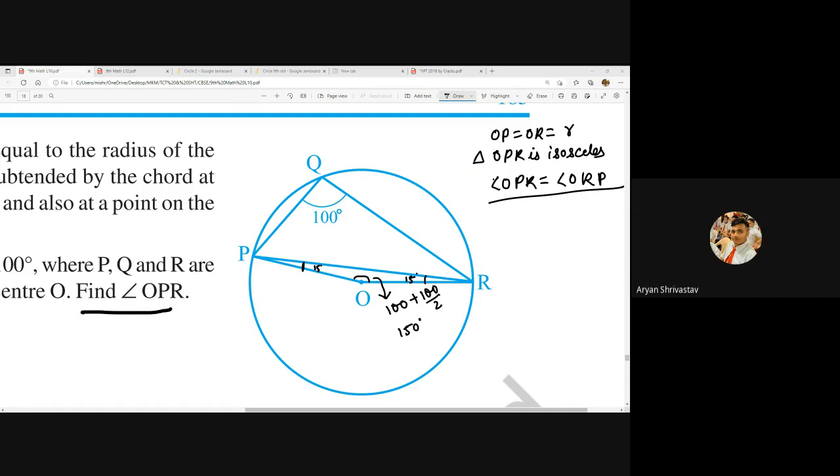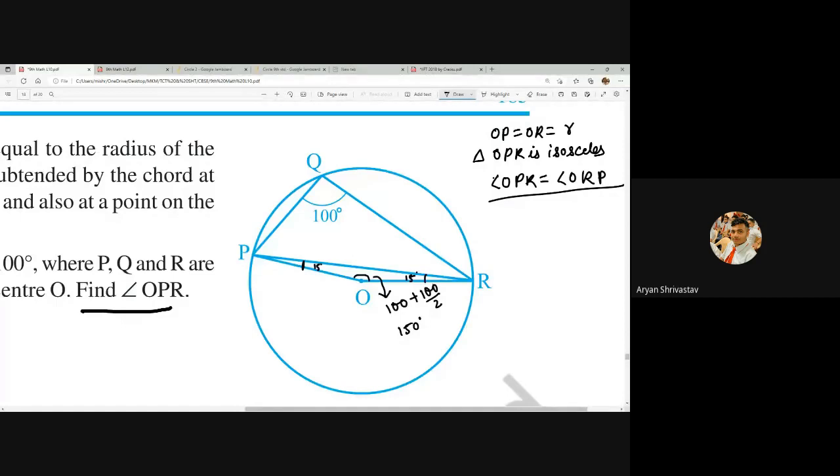Yes, sir. At first, sir, I have drawn a cyclic quadrilateral using PQR, and I have taken one more point as S, and then it became a complete cyclic quadrilateral. As we know, the sum of opposite angles of a cyclic quadrilateral equals 180 degrees. So it will be 80 degrees, and the interior one will automatically be 160 degrees.